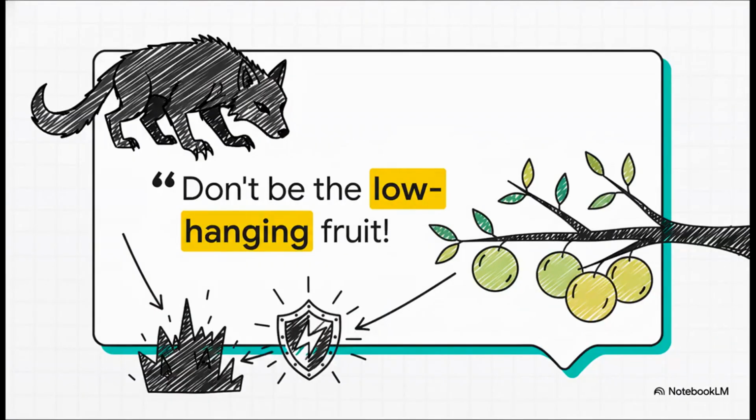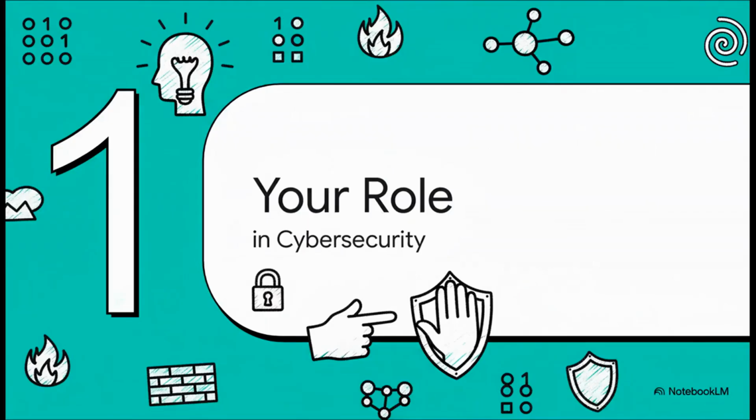Cyber attackers? Well, they're a lot like predators in the wild. They're always looking for the easiest target, the path of least resistance. They want that low-hanging fruit. Our goal here is to make sure that by the end of this, you're way up on the highest branch, completely out of reach.